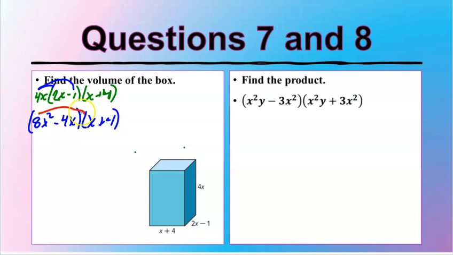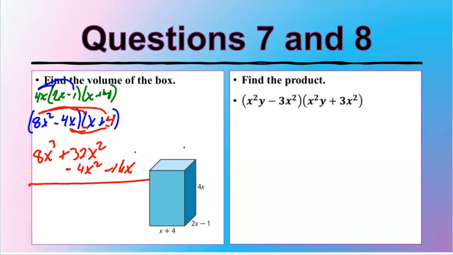If I distribute, that gives us 8x to the 3rd, plus, since that's a 4, 8 times 4 is a positive 32x squared. Negative 4x times x is a negative 4x squared. And negative 4x times 4 is a negative 16x. There I can combine like terms, and I'm left with 8x cubed plus 28x squared minus 16x. And this would all be cubic units.